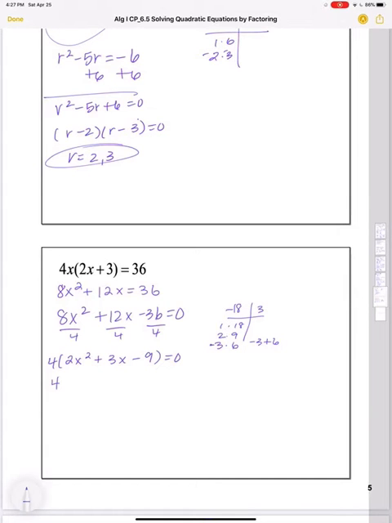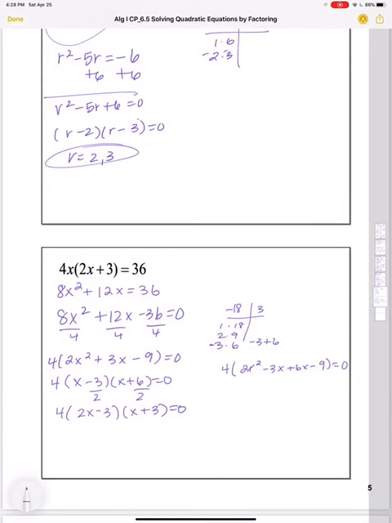So if you want to do your grouping, you would have 2x squared minus 3x plus 6x minus 9 equals 0. And you can solve it like that, or you can do it my way, which is x minus 3 and x plus 6, and then divide those by a, which was 2. So you get 2x minus 3 and x plus 3.